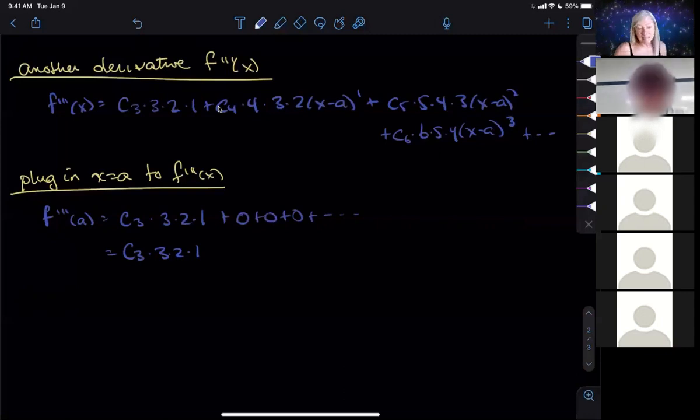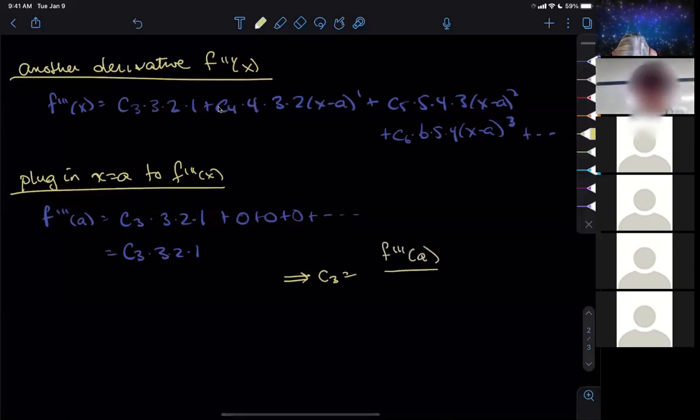You might be looking at that and saying, that's 6, Dr. Office. Why are you writing it 3 times 2 times 1? The reason I am is because we're going to see the pattern better if I leave it factored out rather than multiplying it together. So let's just roll with it. Now this means that C3 is f triple prime at a divided by 3 times 2 times 1.